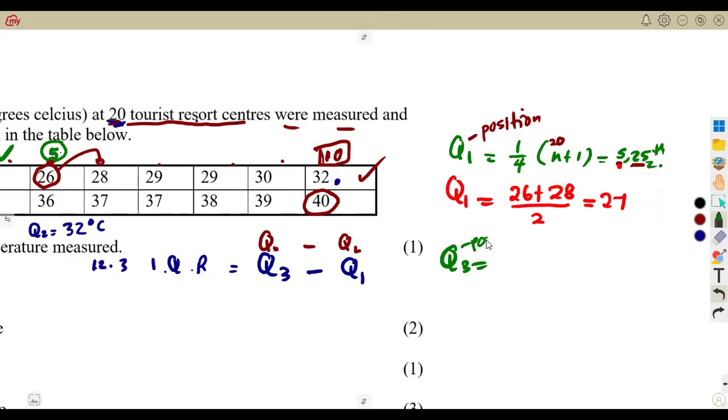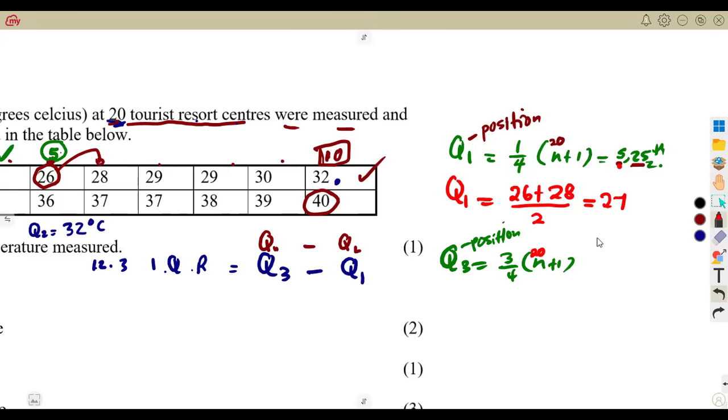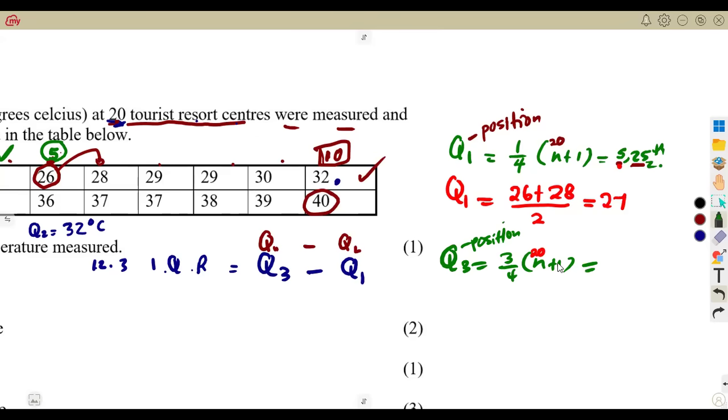Its position first. We need its position. This is 3/4 of what? Of n plus 1, which is our total distribution. So n, remember, is 20, the total that we are given. So 3/4 of 21, 20 plus 1 is 21. So 3/4 of this was going to give us 15.75. This is the position that we are dealing with.